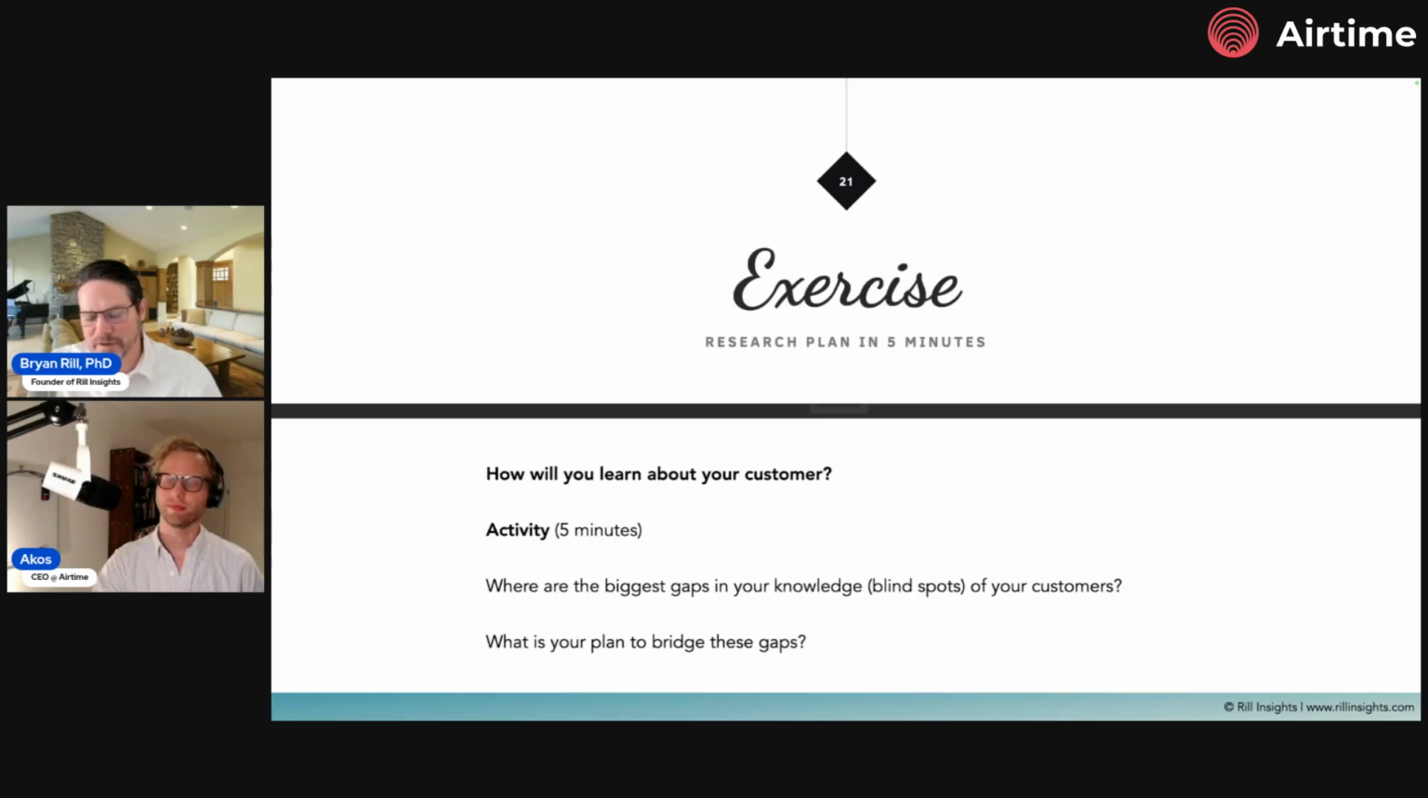Look back at the notes from the very first exercise where you wrote down what you knew about your customer and ask yourselves, what are the gaps? What do we not know? Maybe you know a lot about your customers from digital interactions, but you know nothing about the context of use. Great. That's a research objective.